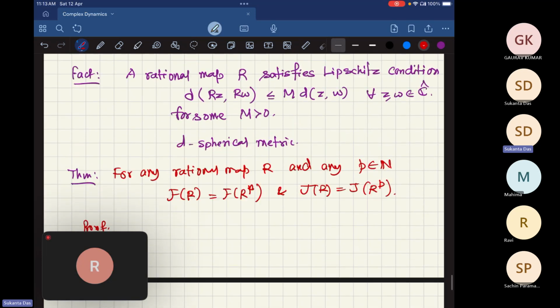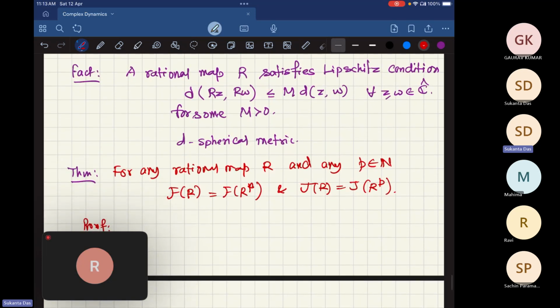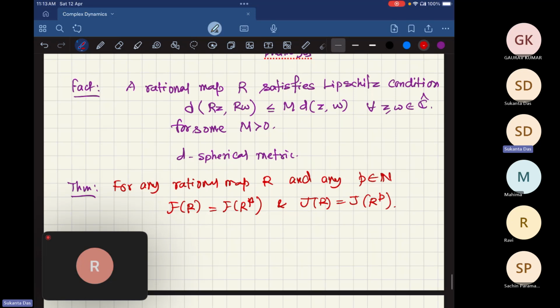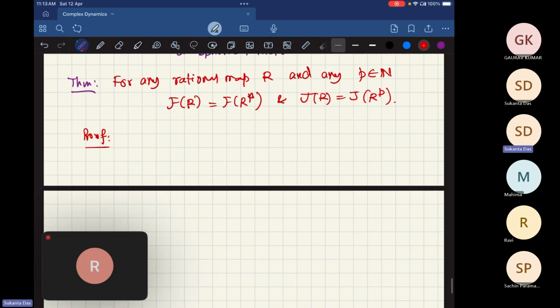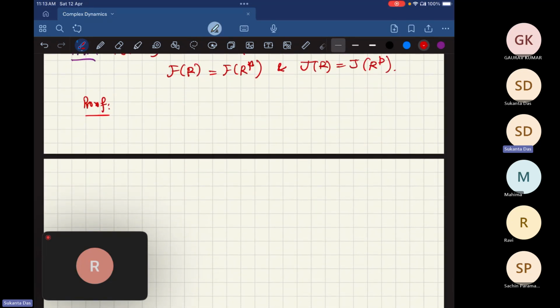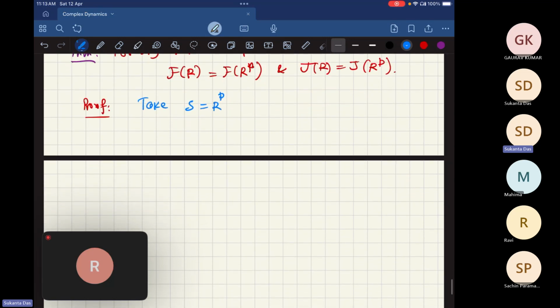Because I have just taken the fact that every rational map satisfies the Lipschitz condition, I will use this fact here. Take S to be my new map, which is basically R^p, where p is a natural number. Now if you consider S^n, meaning the composition of S n times, as n goes to infinity.